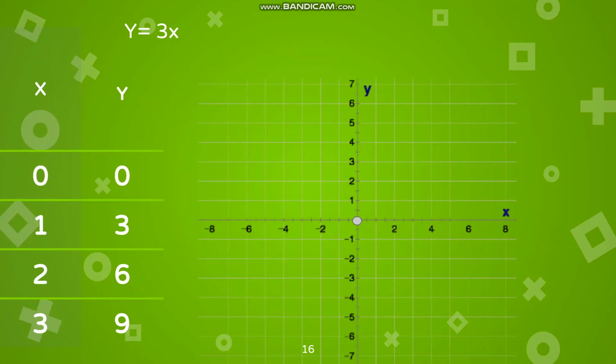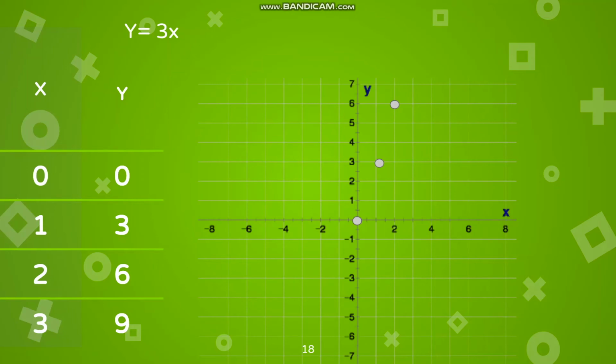Next, let's check our other points. 1 and 3, because you read them horizontally. It's saying go to the right 1 and go up 3, and you would land right here. For the next one, since 2 is positive and 6 is positive, you know it's going to go to the right and up. You have to go 2 to the right, because you always go x, y first. So 2 to the right, and then up 6, and you should land about right here.